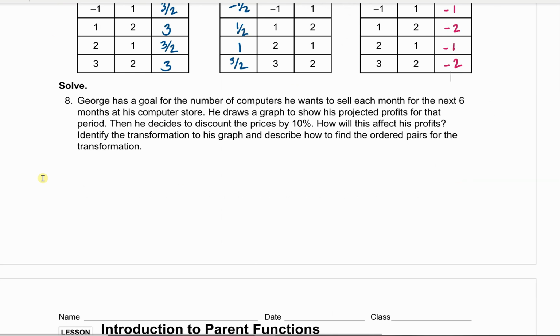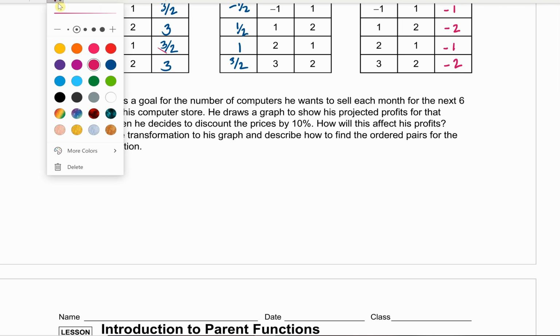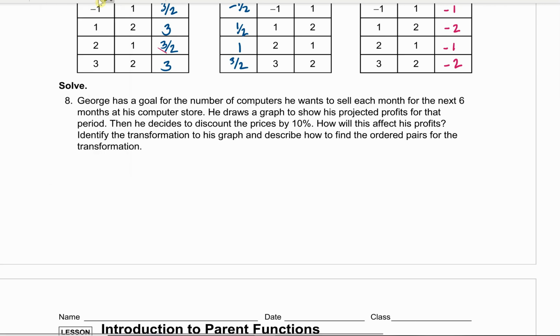But we'll see. Now there are story problems. What is math without a story problem, right? So let's see what this one says here. George has a goal for the number of computers he wants to sell each month for the next 6 months. He draws a graph to show his projected profits for the period. He decides to discount prices by 10%. How is this going to affect his profits? Identify the transformation and describe how to find the ordered pairs for the transformation.